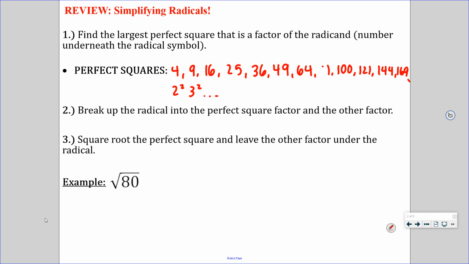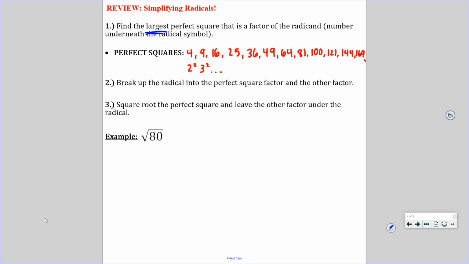Accidentally erased my list here. Okay, so Matthew's right. 16 is the largest perfect square that goes into 80. So in your calculator, you do 80, you could try divide by 36. Oh, I get a decimal. That means 80 is not divisible by 36. 36 is not a factor. 80 divided by 16 is 5.